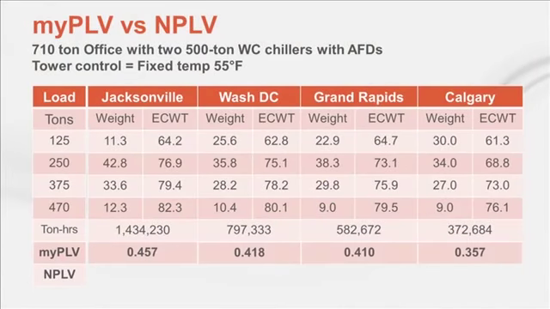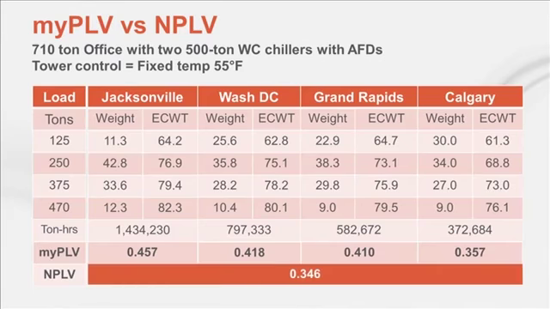Now, let's compare MyPLV to the actual NPLV numbers. The MyPLV for this chiller in Jacksonville is a 457. The same chiller in Washington, D.C. is a 418. It's a 410 in Grand Rapids and a 357 in Calgary. The MyPLV is changing based on load, climate, and tower control.